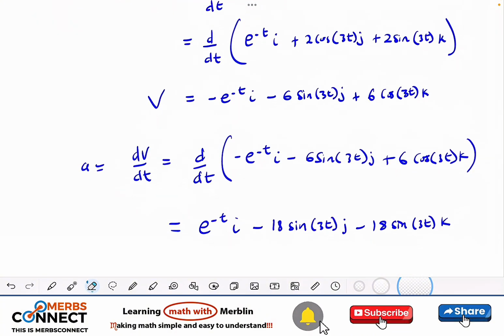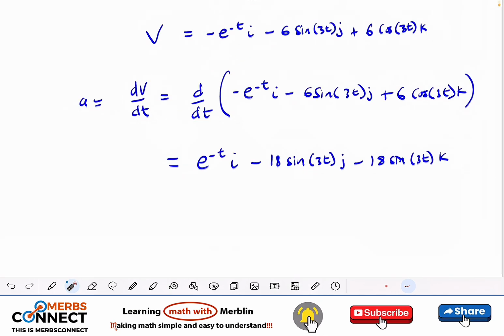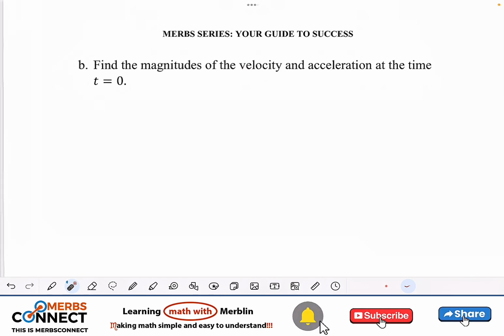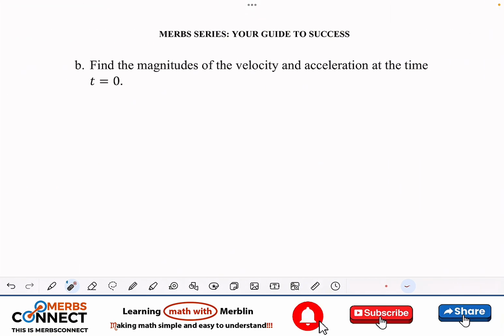So this is the velocity, and this is the acceleration. Okay, let's look at the next question. So the next question is, we are going to continue, so this is A, this is B. Find the magnitude of the velocity and then acceleration. So we want to find the magnitude at time what? t is equal to 0.